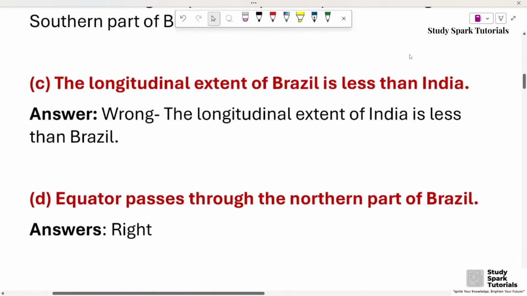C, the longitudinal extent of Brazil is less than India. Answer wrong. The longitudinal extent of India is less than the Brazil. D, equator passes through the northern part of Brazil. Answer right.